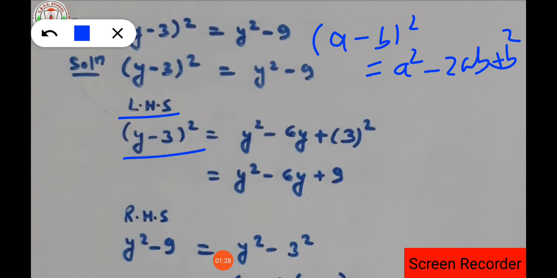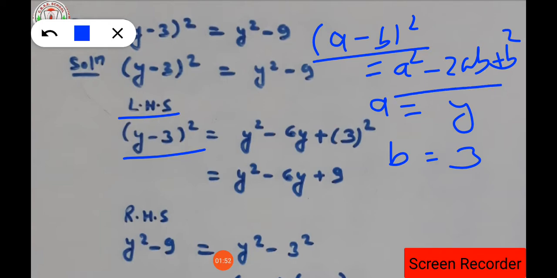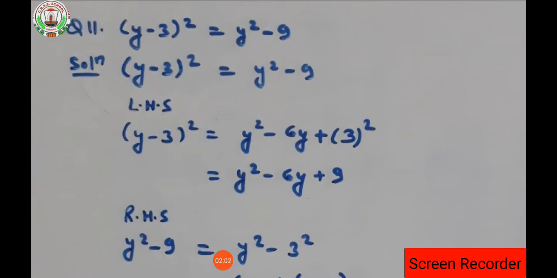Why are we using this identity here? Because our question is in this identity form, that is y minus 3 the whole square is in the form of a minus b the whole square. So in place of a we have y, and in place of b we have 3. Using the identity a square minus 2ab plus b square, we will get the answer as y square minus 6y plus 9. Now we have already solved the LHS part of this question.